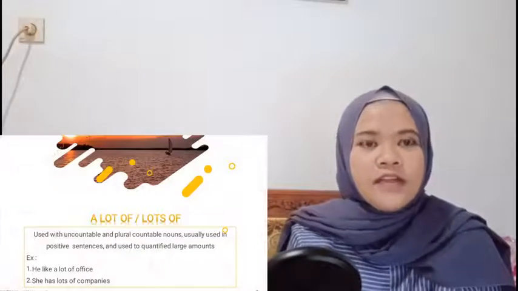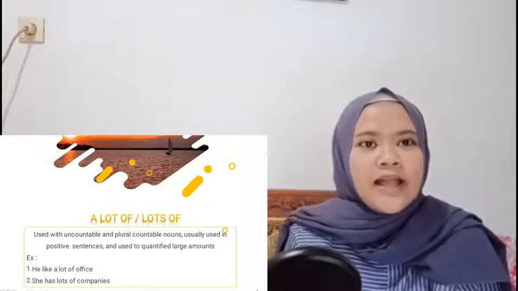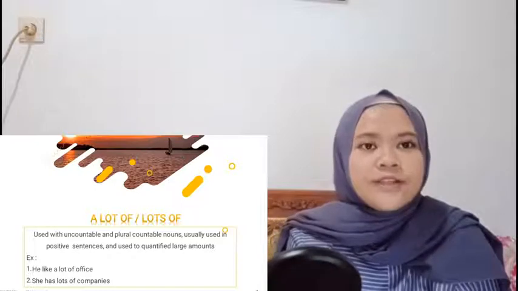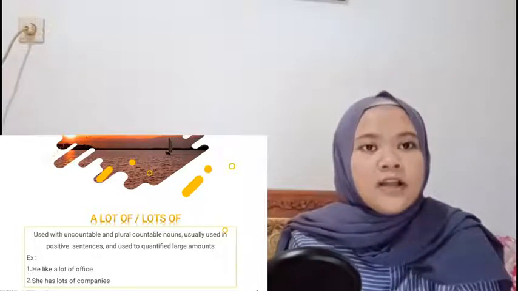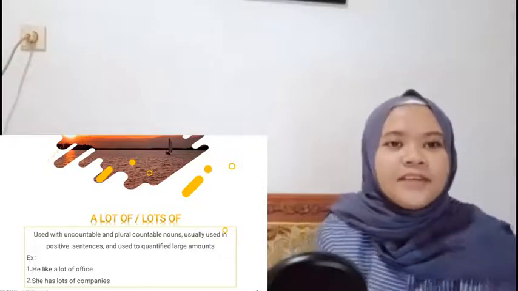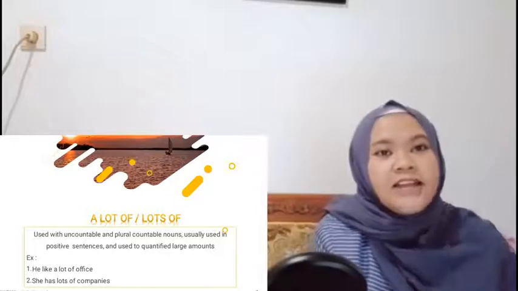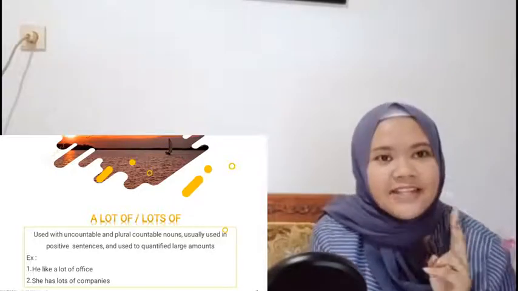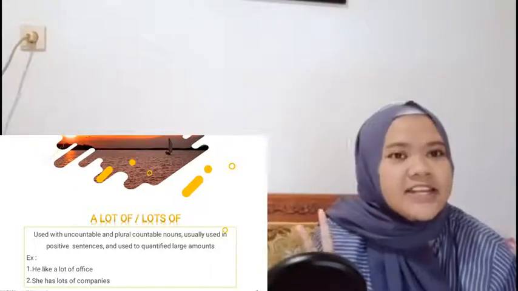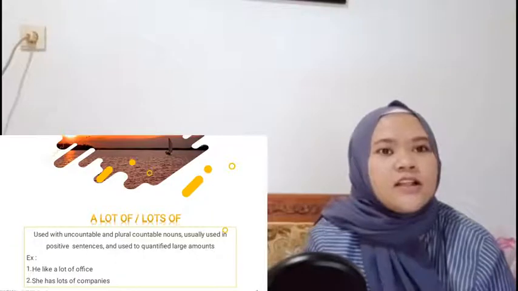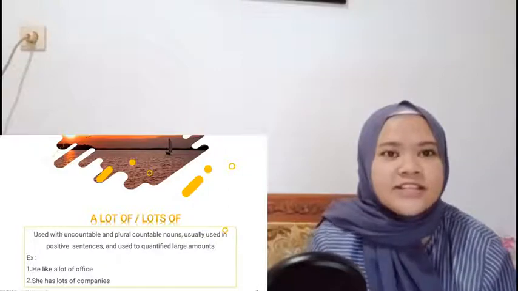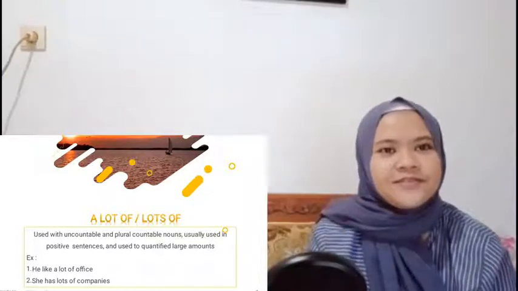A lot of and lots of are used with uncountable and plural countable nouns, and usually used in positive sentences. A lot of and lots of are used to quantify a large amount. Examples. First, he likes a lot of office. Second, he has lots of companies. Why? In the second example, it uses lots of because companies is plural. So the best choice is lots of.